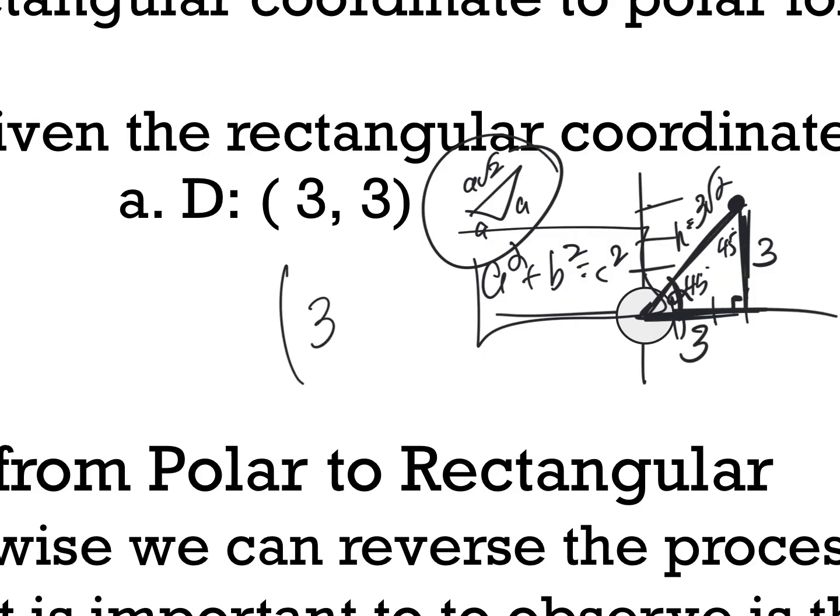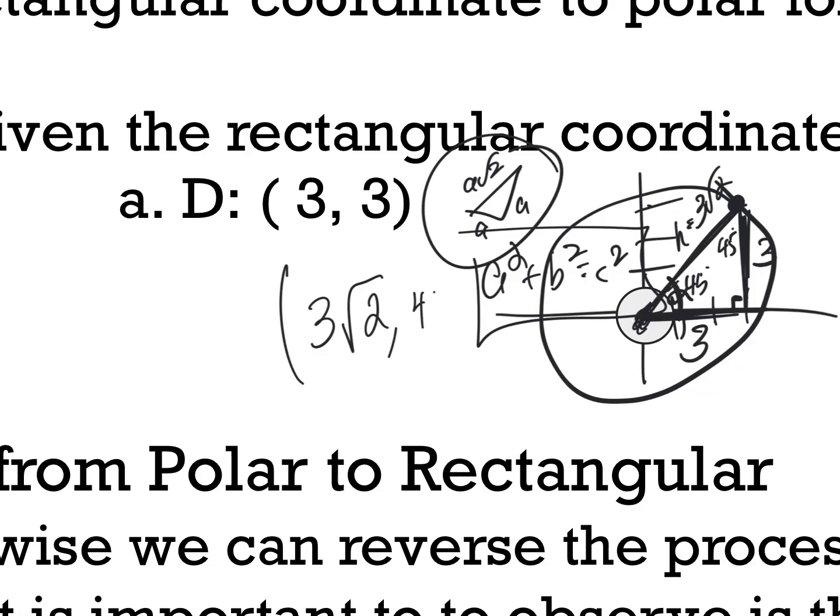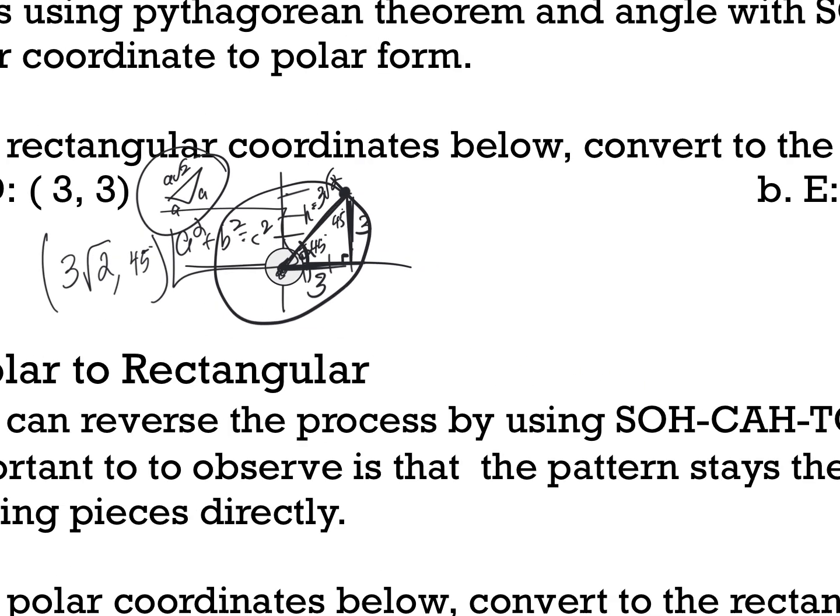So the radius of this circle would be 3 root 2, because that's what connects the actual length from the pole to the coordinate point, and then our angle here would be 45. Now again, if you wanted to write this in pi over 4, that's fine, but when we're drawing the triangle, we do it in degrees normally. Okay, so let's try another one here.